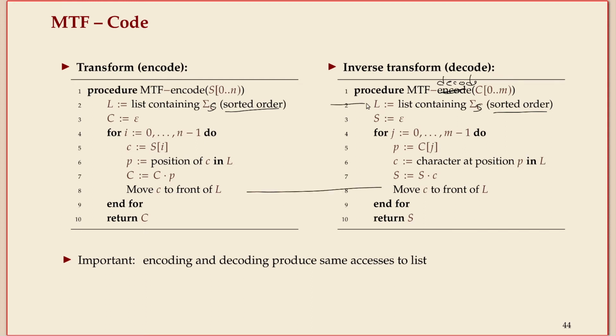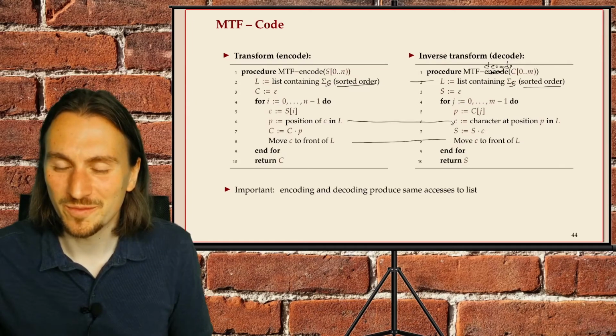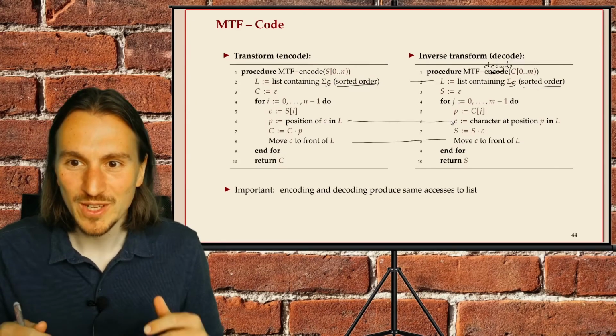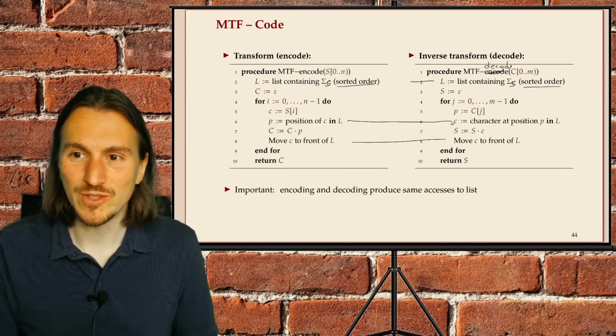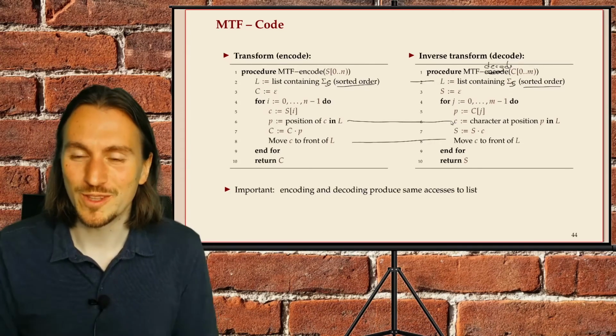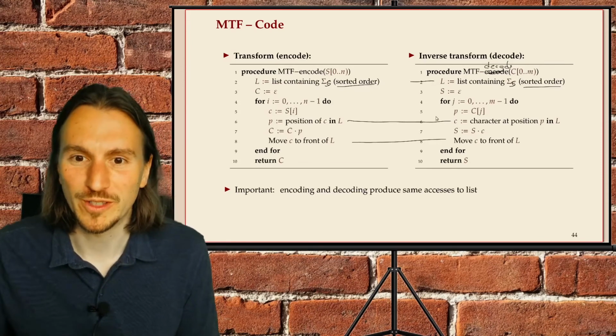They start with the same list, and they always change the same list. They change the list in the same way, and they extract the characters in the same way. So by putting the code next to each other like this, it becomes obvious that they do the very same thing. So encoding goes from characters to numbers, decoding goes from numbers to characters, but they always make sure that these two things remain in sync by keeping the move to front list in sync.